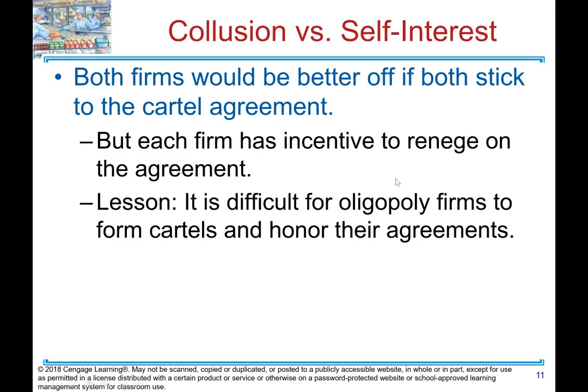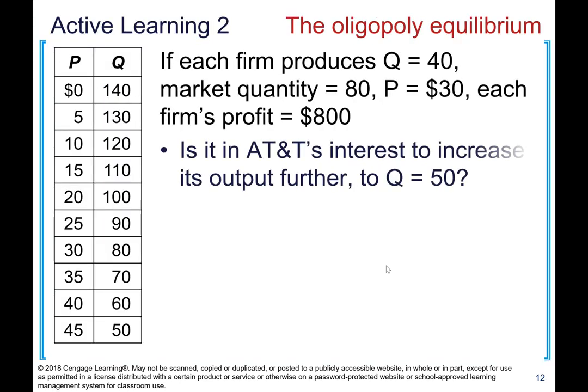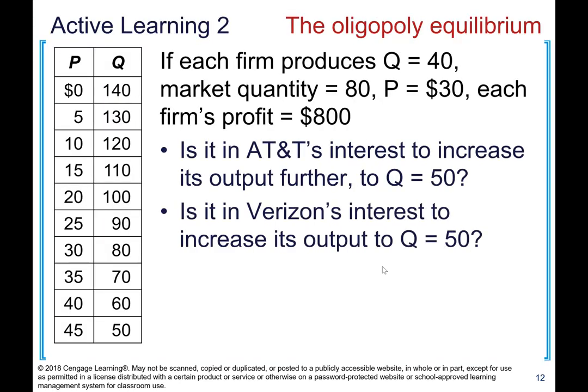So both firms would be better off if both stick to the cartel agreement. But each firm has an incentive to renege on the agreement. What's the lesson here? It is difficult for oligopoly firms to form cartels and honor their agreements. So it's self-interest here that sabotages their original agreement. Let's look at oligopoly equilibrium. If each firm produces 40, market quantity sold is 80, the price is 30, and each firm's profit is 800.